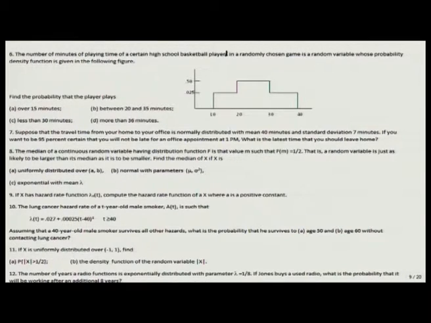Question 7: suppose that the travel time from your home to your office is normally distributed with mean 40 minutes and standard deviation 7 minutes. So, the time that you would spend in going from home to office is a normal distribution with 40 minutes as its mean and standard deviation 7. If you want to be 95% certain that you will not be late for an office appointment at 1 p.m., what is the latest time that you should leave home?